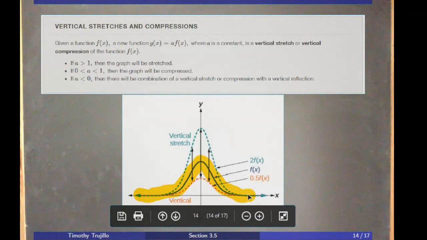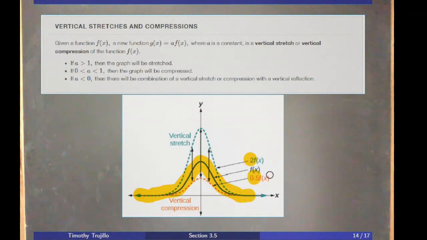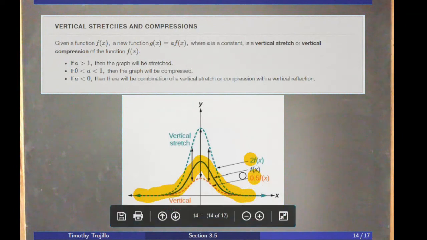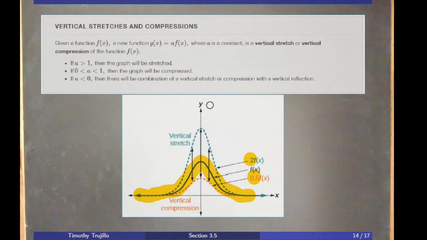And when we're doing vertical stretches or compressions, we're taking the function and we're multiplying it by a number. So for example, we'll look at something like 2 times f of x or 0.5 times f of x. If this number is bigger than 1, then what's going to happen is everything's going to get larger, right? So if it was 1, you're going to get 2 times 1. If it was 2, you're going to get 2 times 2. It's going to get even bigger. The larger it is, the bigger it will get, right?